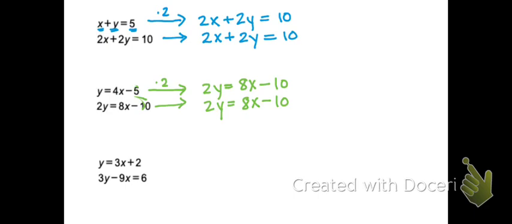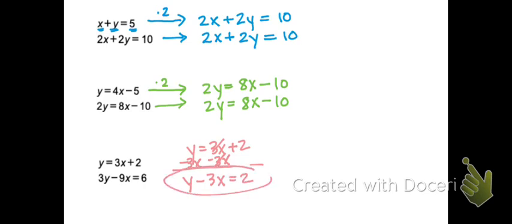The third one, we have to first put them in the same format. Notice the equal sign is in a different place. So let's move that 3x over to the right side. How can I move that 3x to the right side? I can subtract 3x because 3x minus 3x cancels. So I'm going to have y minus 3x equals 2.